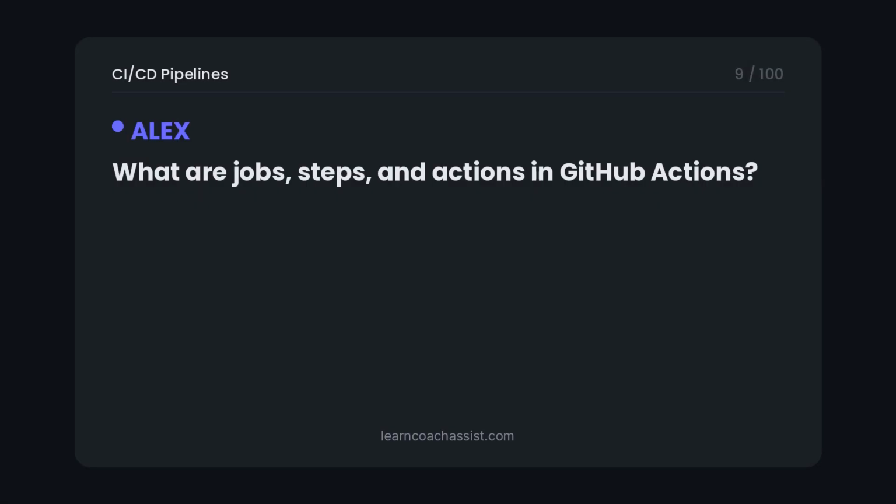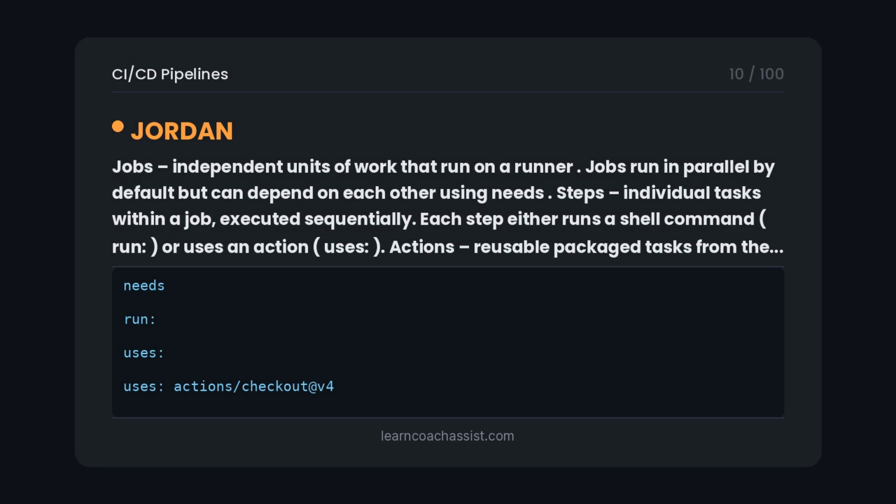What are jobs, steps, and actions in GitHub Actions? Jobs: independent units of work that run on a runner. Jobs run in parallel by default but can depend on each other using needs. Steps: individual tasks within a job, executed sequentially. Each step either runs a shell command, run, or uses an action, uses. Actions: reusable packaged tasks from the GitHub Marketplace or custom repositories, referenced as uses: actions/checkout@v4.